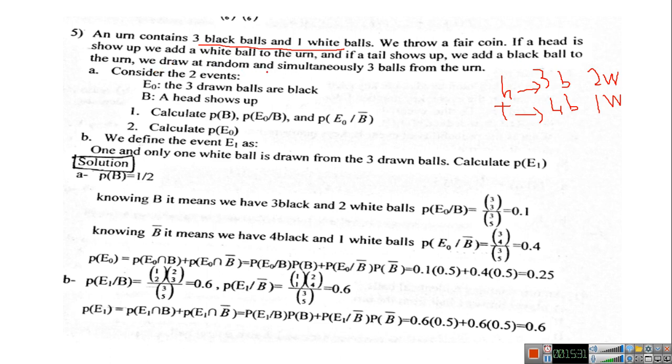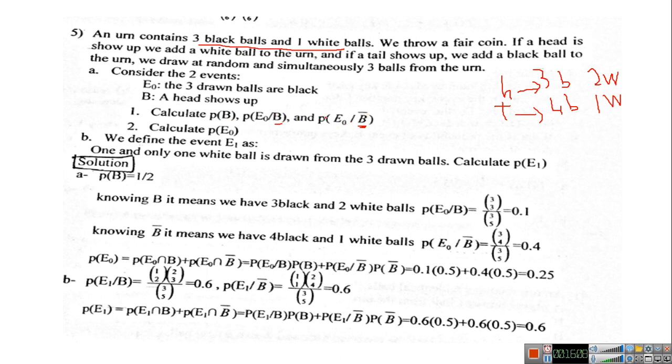We draw at random and simultaneously 3 balls from there. So we throw the coin, and then we draw 3 balls simultaneously. So it's a combination the second time. Consider the two events. E denotes that the 3 drawn balls are black. B: a head shows up. Calculate P of B, P of E knowing B, P of E knowing B bar. So here B and B bar form a total probability. You can do a tree table, but no need. If they want P of E, you do P of E intersecting B plus P of E intersecting B bar.